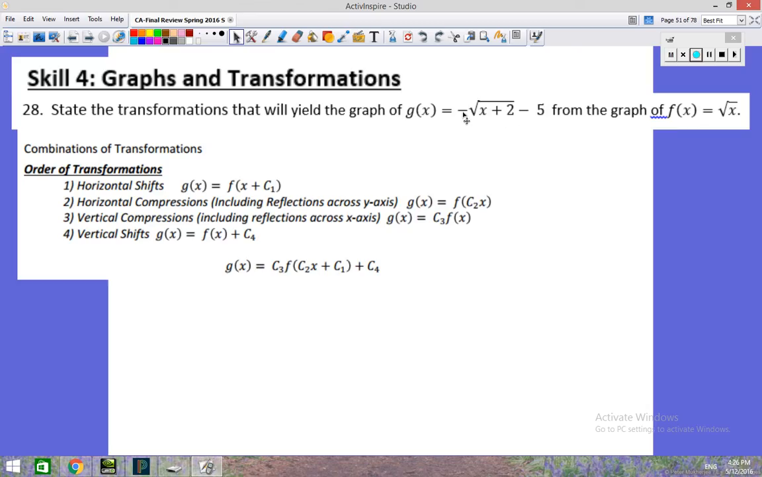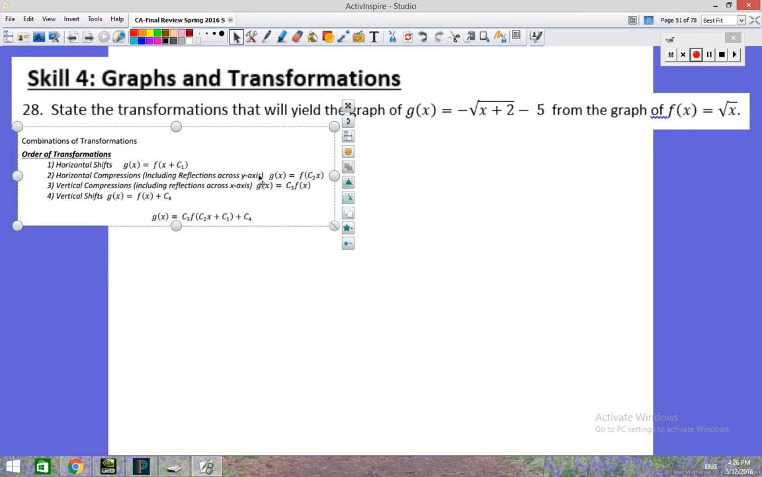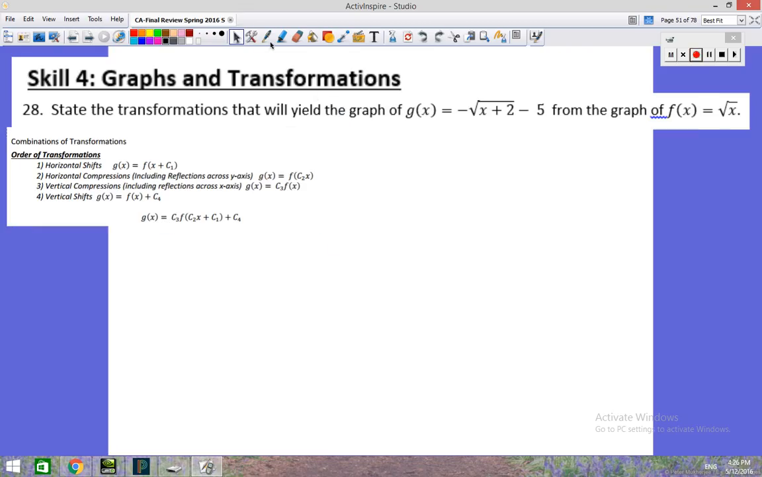The negative sign outside of the square root function is a reflection across the x-axis, and the -5 is a shift down 5 units. So on a multiple choice test, that's what we're looking for. These different choices are going to have these transformations in the wrong order.